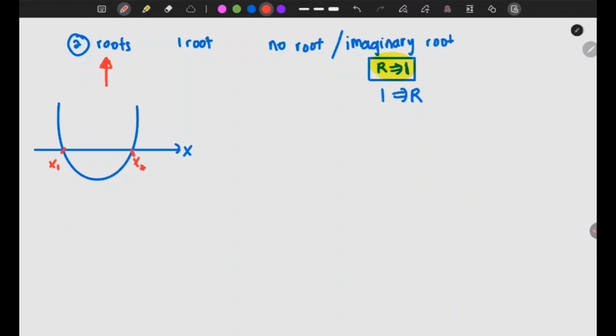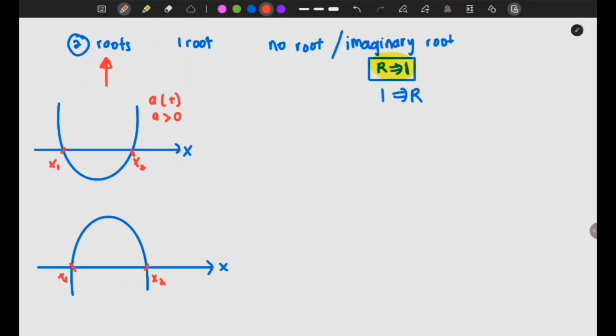Or it can be this one for a positive, also known as a more than 0. If in your quadratic equation your a is more than 0, this is how your curve looks. If a is less than 0, which is negative, it's going to be upside down, right? And somehow they still intersect at two points, x1, x2. So these are the possible graphs that you will be able to see if there are two roots.